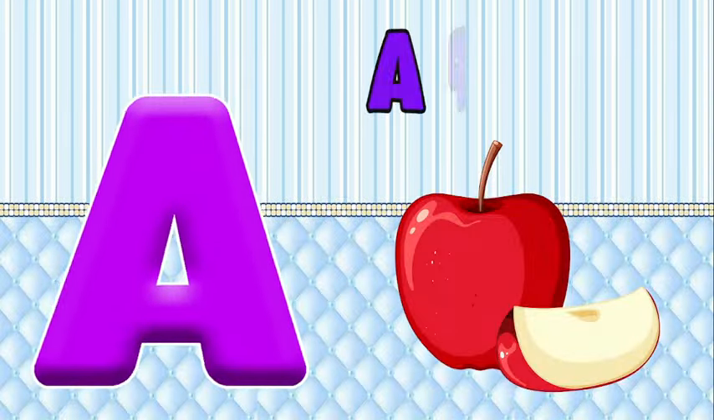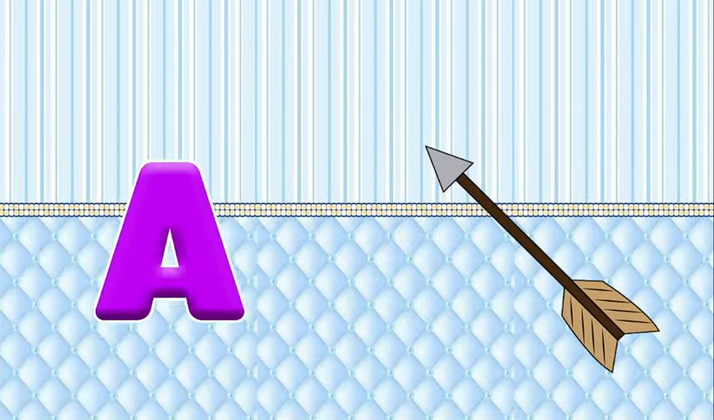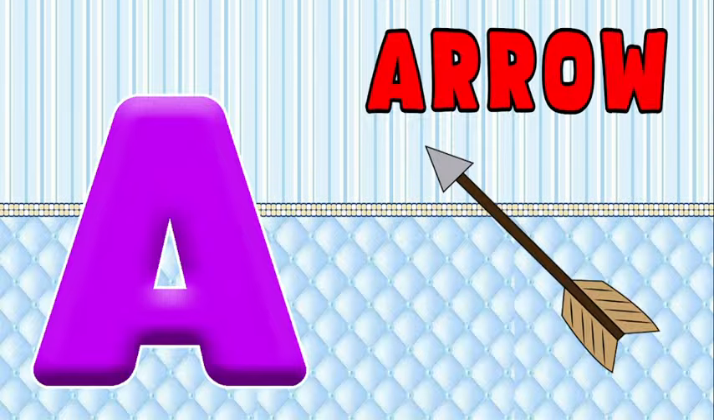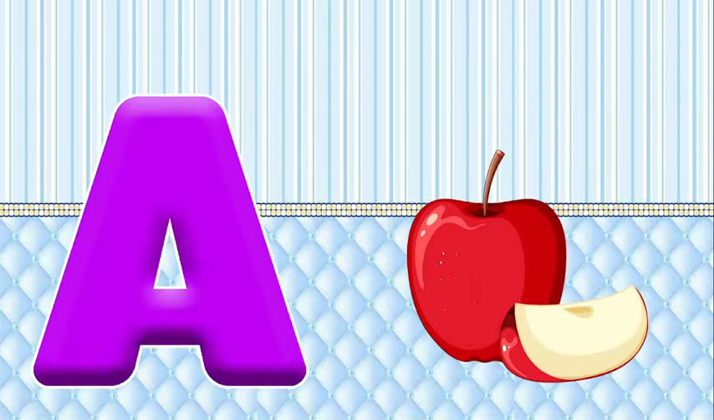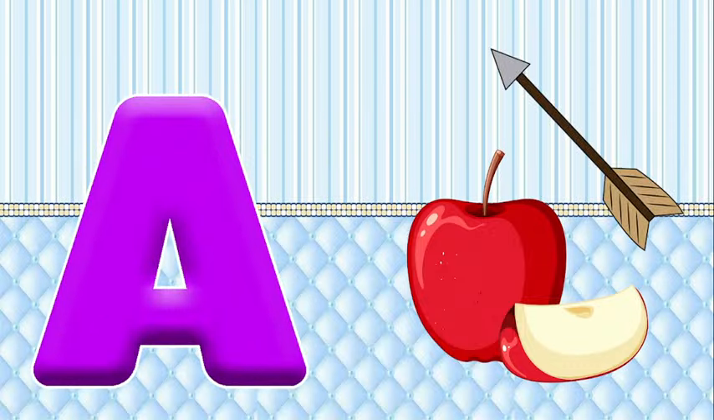A is for apple. A, a, apple. A is for arrow. A, a, arrow. A is for a, a, a, apple. A is for a, a, a, arrow.